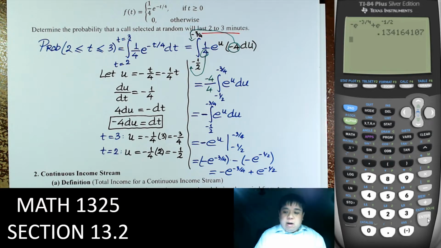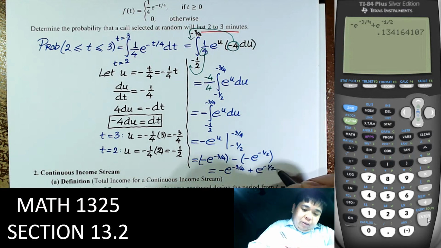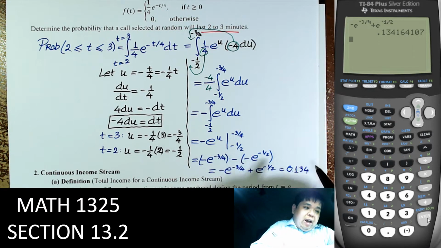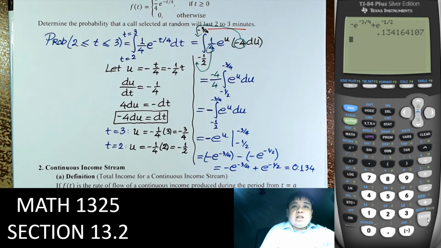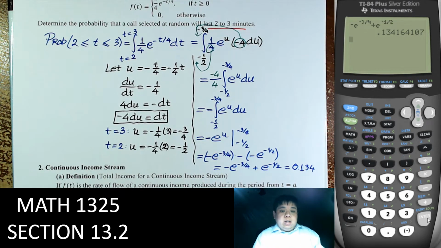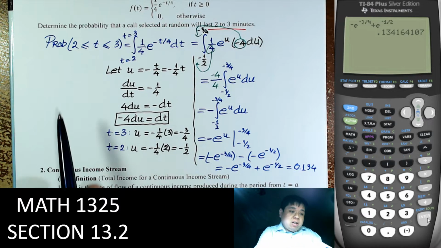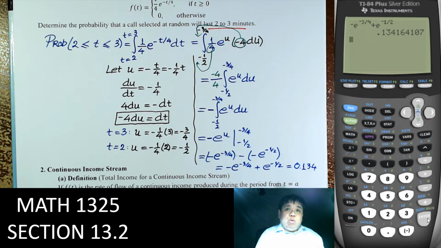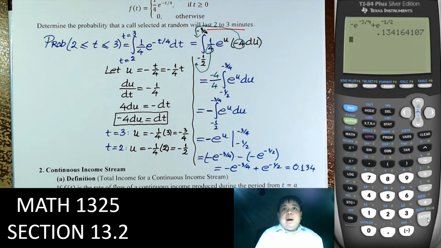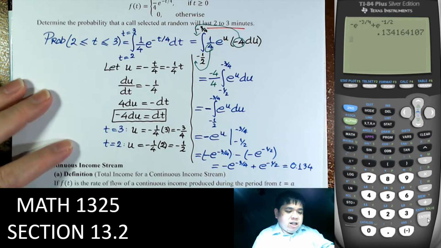Right, so that's about 0.134. Because we said any probability has to be less than 1, the total is going to be 1, but for this particular case, between 2 and 3 minutes, it's going to be 0.134, meaning about 13.4%. Right, we just have one example on that.